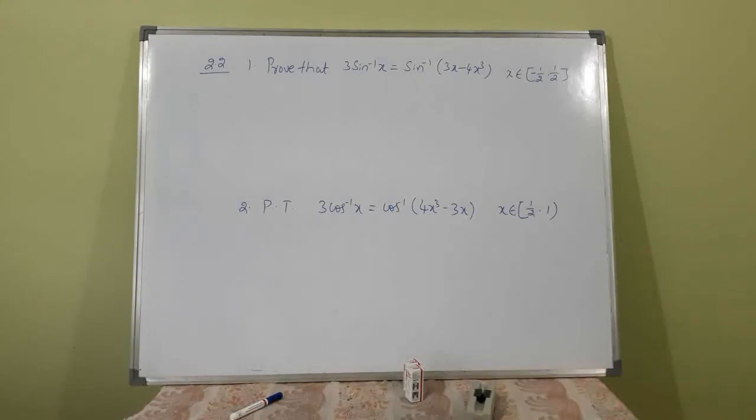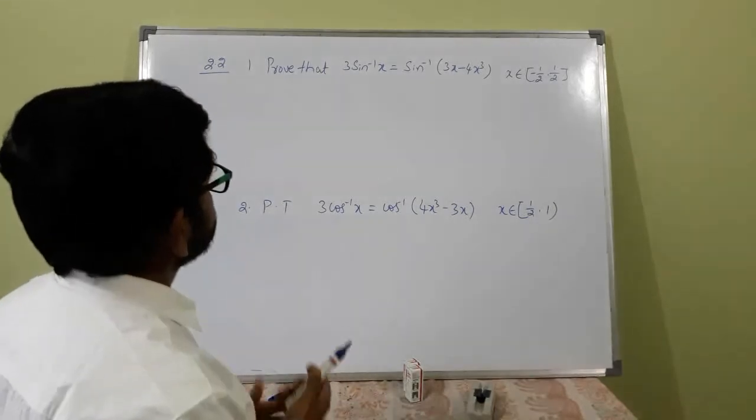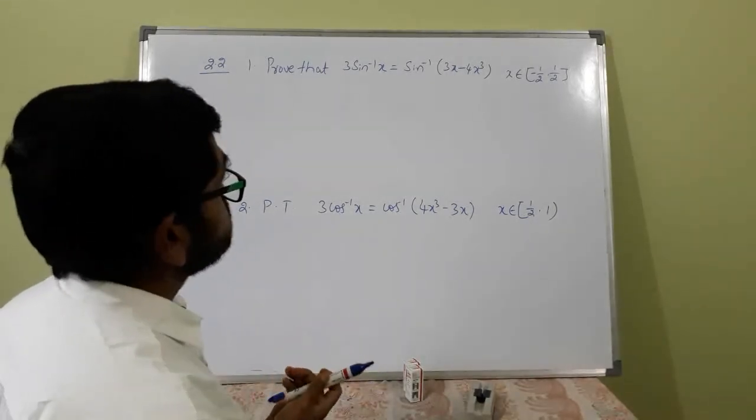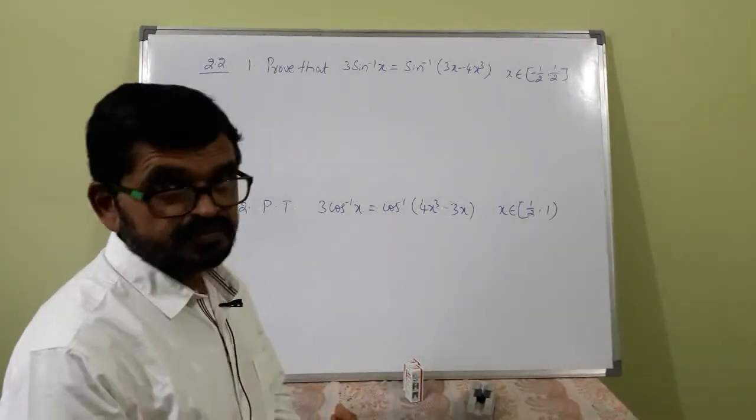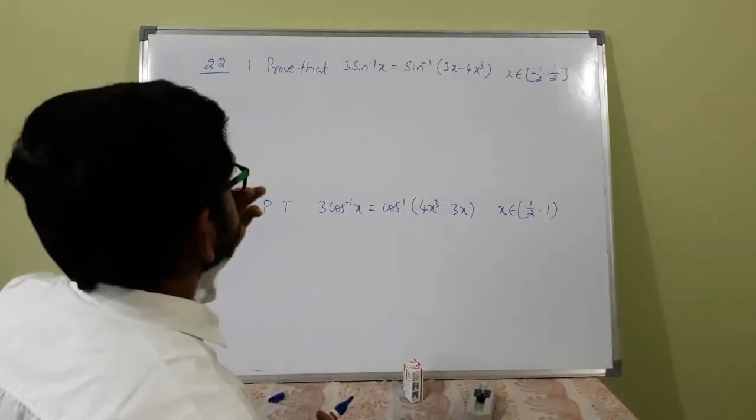Hello friends, let us consider exercise 2.2 today. First one is prove that 3 sin inverse x is equal to sin inverse of 3x minus 4x cubed.